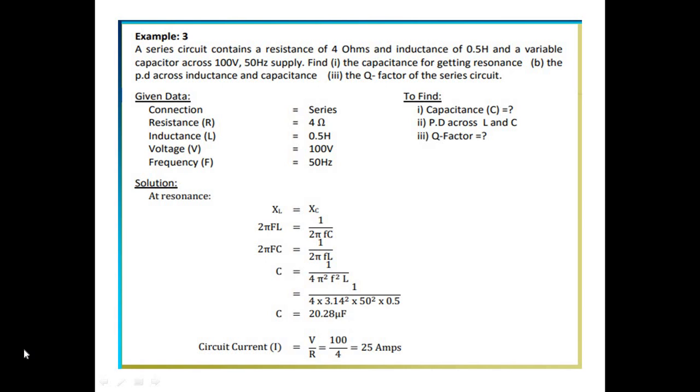Here XL is equal to XC, 2 pi FL is equal to 1 by 2 pi FC. So C is equal to 1 by 4 pi squared F squared L, which is 1 by 4 into 3.14 whole squared into 50 squared into 0.5. Then capacitance is equal to 20.28 microfarad. Circuit current I is equal to V divided by R, 100 divided by 4 is equal to 25 amps.